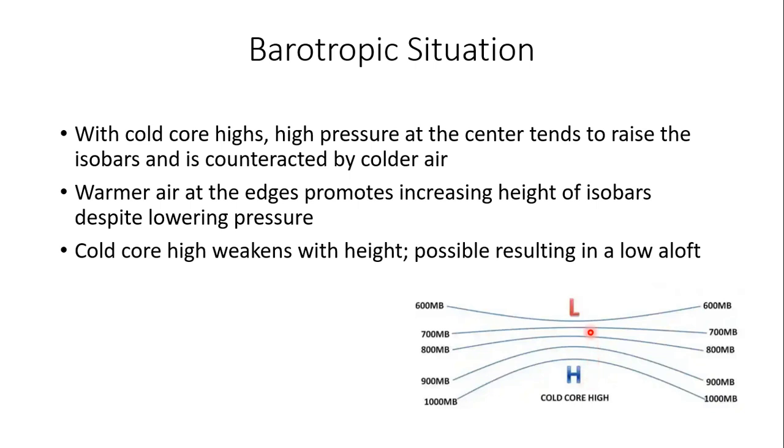So very shallow systems. Okay, you'll notice in general how the pressure pattern is reflected. Now, there's warmer air at the edges of a cold core high, and this does promote increasing heights despite lowering pressure at the surface. Cold core highs generally tend to weaken with height, again, possibly resulting in this low pressure area aloft.